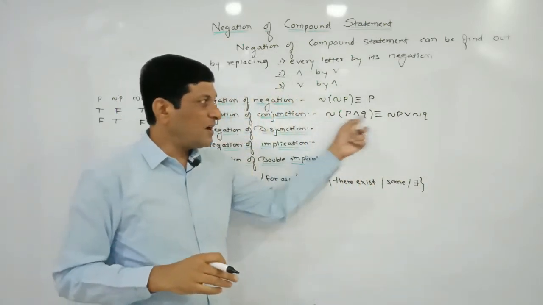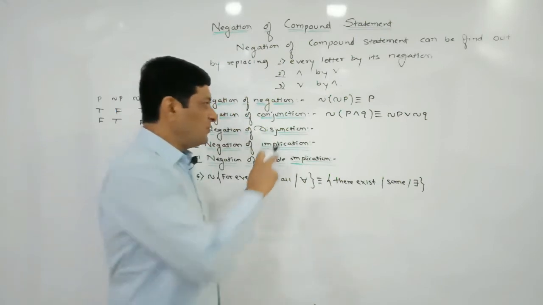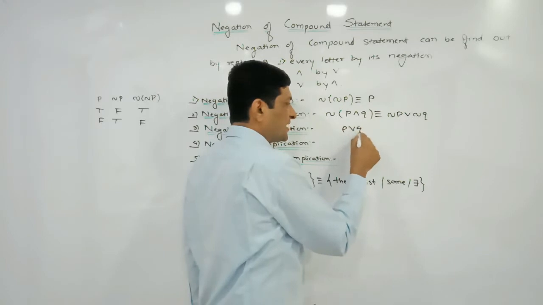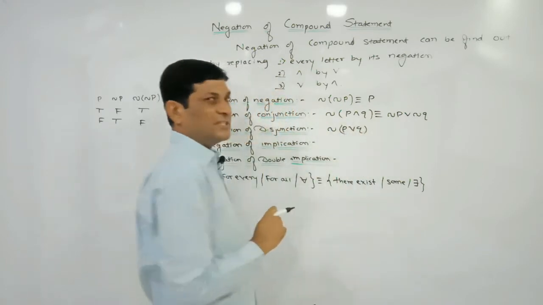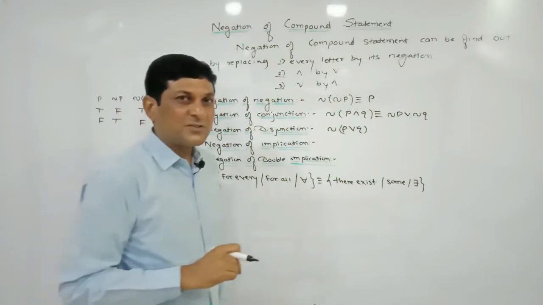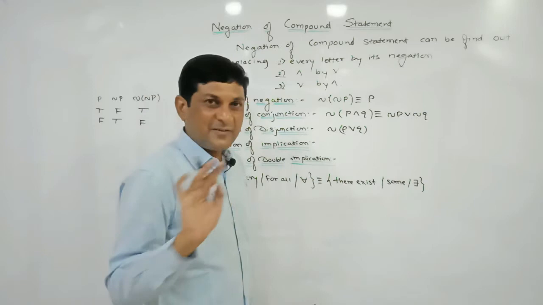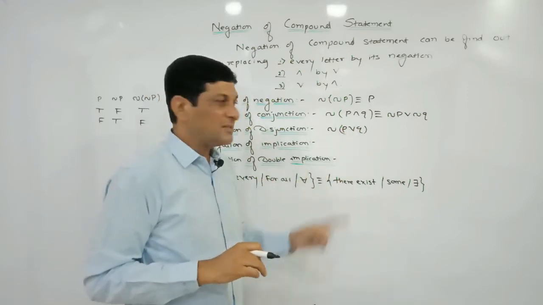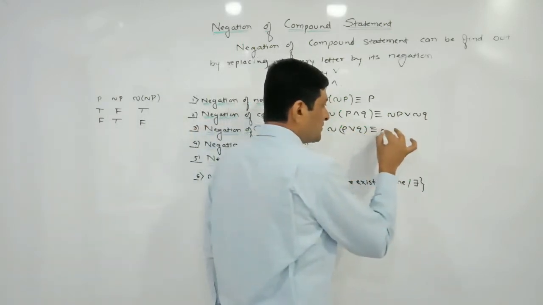negation, we have seen how to find the negation of a conjunction. Using the same rule, now we are finding the negation of a disjunction. Disjunction means two statements are connected by "or", and we are finding the negation of this statement. Our rule says replace every letter by its negation. Two letters are there, we have to replace both letters by their negation, and "or" will get replaced by "and". What result will we get here?